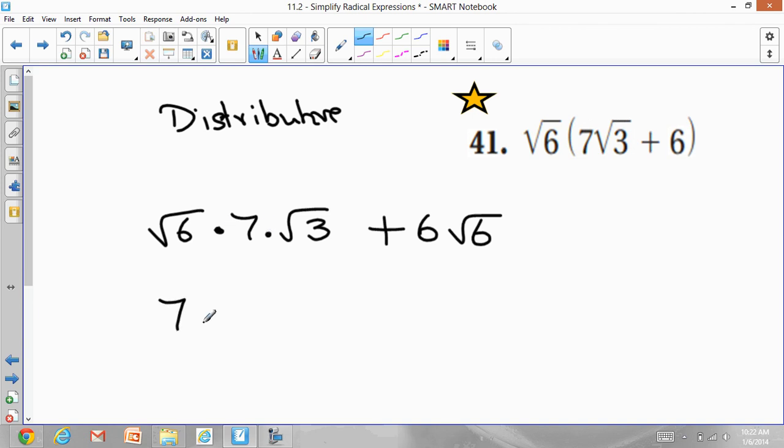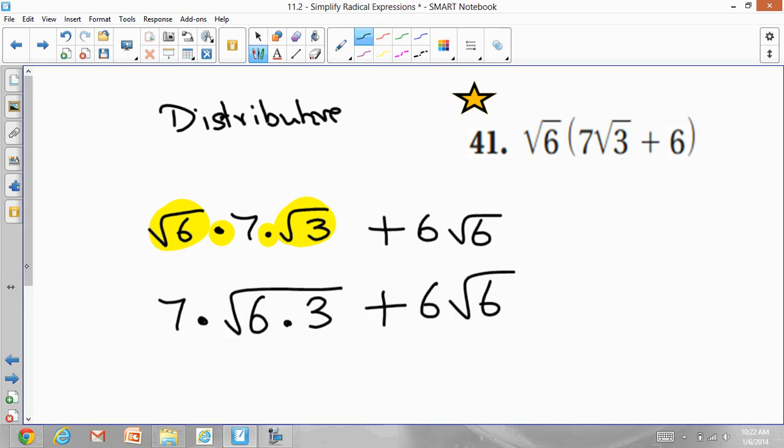So 7, I cannot pull inside the square root symbol. The only thing I can pull is the 6 and the 3. So watch this again. So square root of 6, square root of 3, they are multiplying. If they are multiplying, I can pull them inside the square root symbol, inside the radical symbol. 7, on the other hand, is not inside the square root symbol, so it is staying outside. So that's the one cautious step you got to follow. Plus 6 square root of 6.